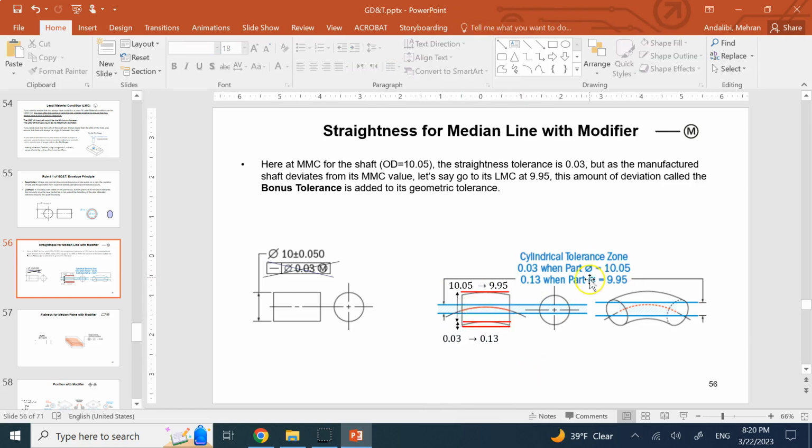Yes? So this is what we call a bonus tolerance. The shaft is smaller, it can be bent more, and it can still fit inside the box. Which box? The box that has a total height of 10.08. That's the envelope, the box.